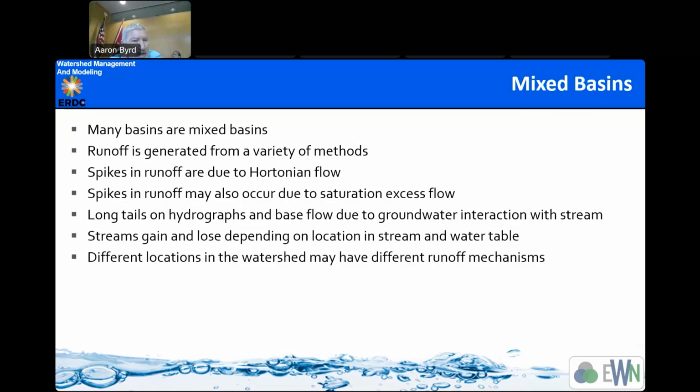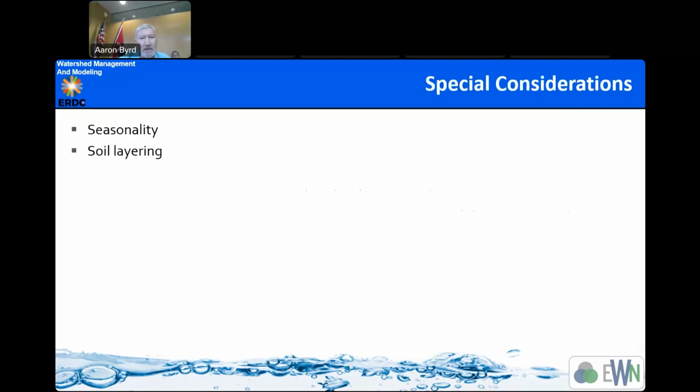You get long tails on the hydrograph, and that's the base flow due to the groundwater interaction. And streams gain and lose depending on where you are in the stream. So up in the upper part of the watershed, the streams might be losing, and down in the lower part of the watershed, they're gaining. And so the watershed can act differently in different places, especially if the watershed is large. But even tiny ones, you'll see these kinds of things going on.